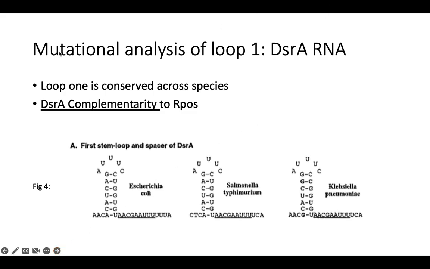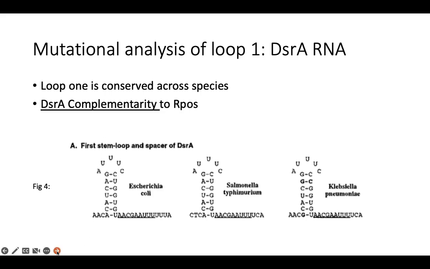So let's go a little further into our mutational analysis of loop 1 of our DsrA RNA. Let's look at loop 1. This is very highly conserved among species. And something else I'd like to take note of, this little underlined sequence is not only conserved, but also complementary to rpoS, which is the mRNA that we want to activate translation of.